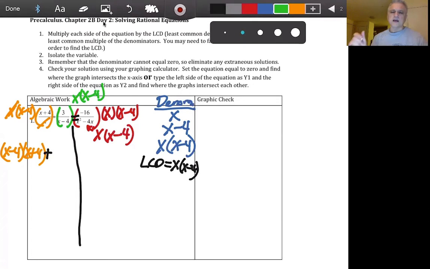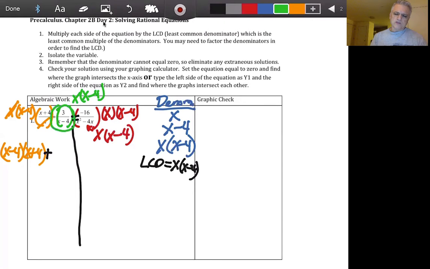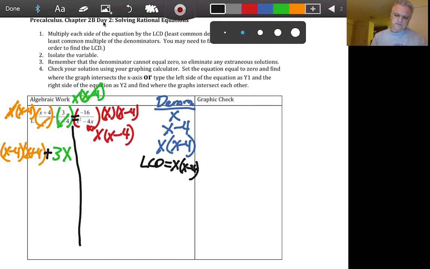Now I'm going to take the green guys here. I multiply 3 over x minus 4 by x times x minus 4. Well, the x minus 4s are going to cancel. That leaves me with x times 3. So x times 3, or 3 times x, which is 3x. Keep my equal sign.